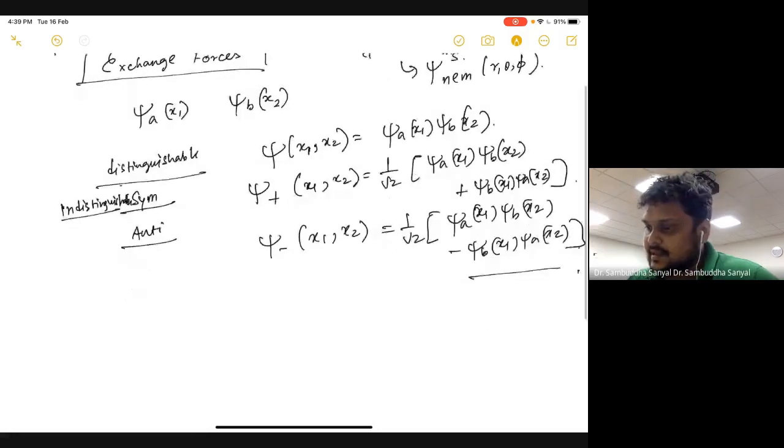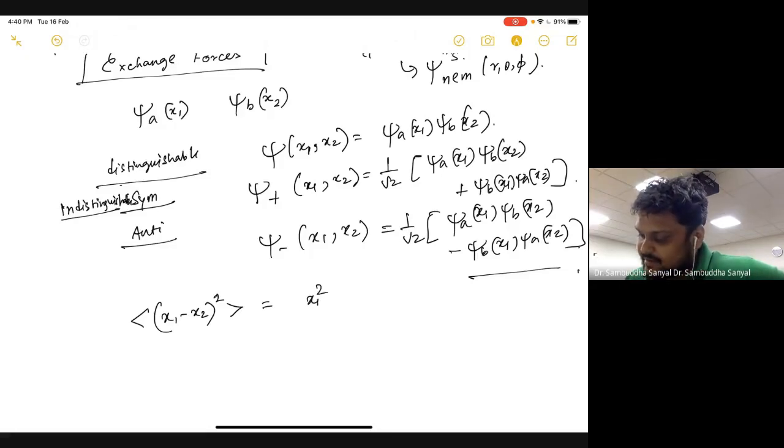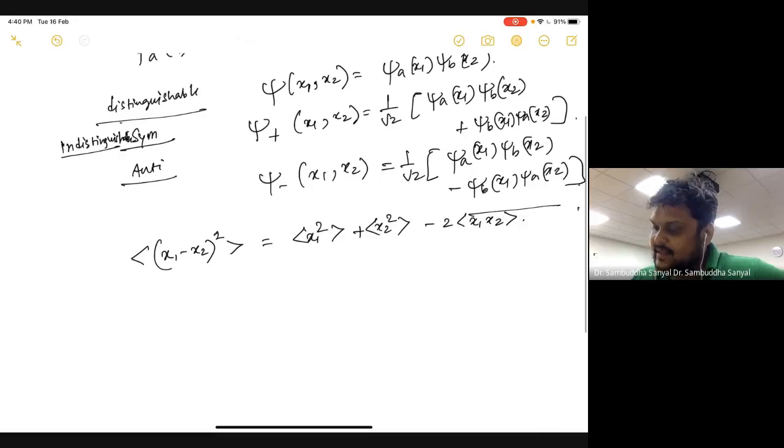Now I want to calculate the expectation value of the distance between these two particles. How can I do it? Usually this is done as the RMS, because otherwise there is a plus or minus sign. So I calculate the square of the distance and then take a root after the calculation. The square will look like x1 square plus x2 square minus 2 x1 x2. Now I can calculate it in these three cases.